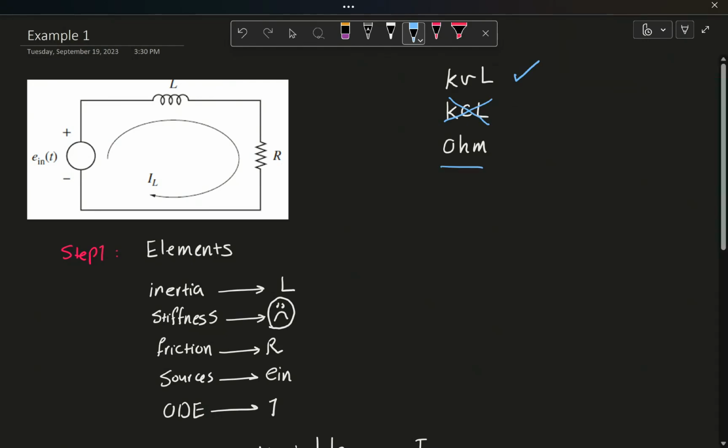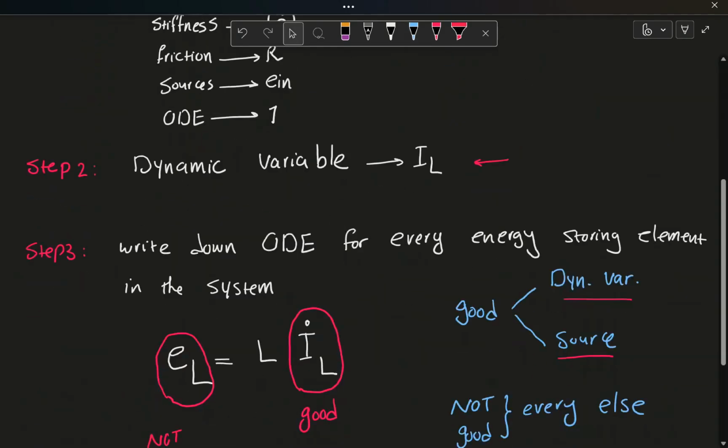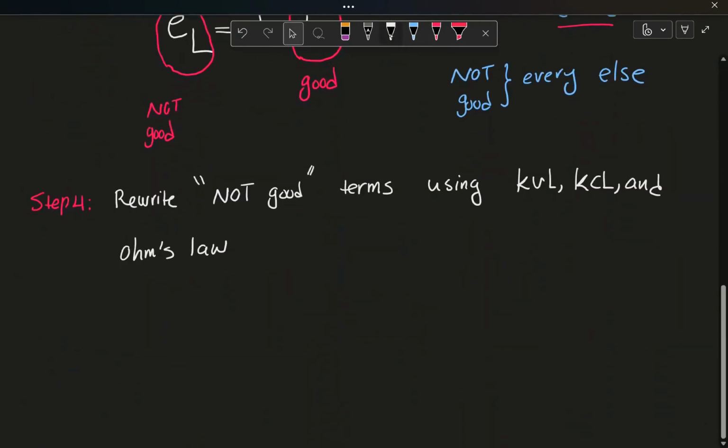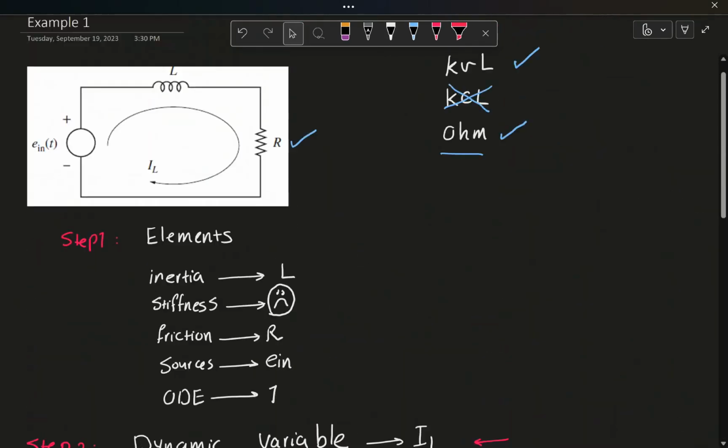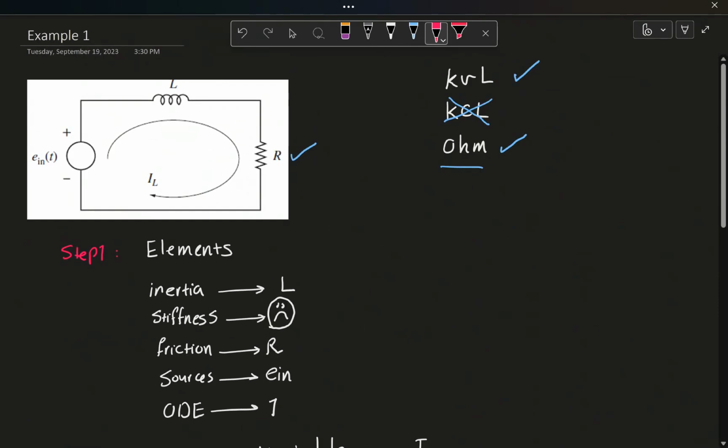And also for Ohm's law, I have ER. Yes, I have a resistor and I can use Ohm's law. So from KVL, KCL, and Ohm's law, I can use 2 of these guys, KVL and Ohm's law. So let's go ahead and write them down here. My KVL and my Ohm's law. They are the things that are available to me. Yes? So let's first write down KVL to see what's happening.